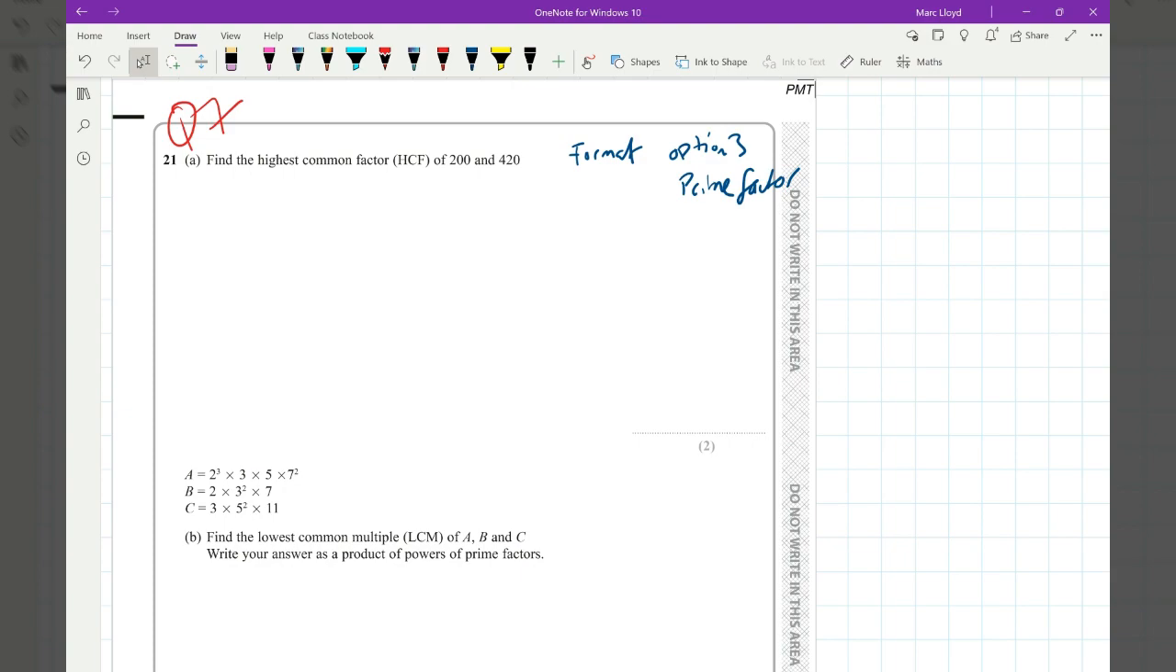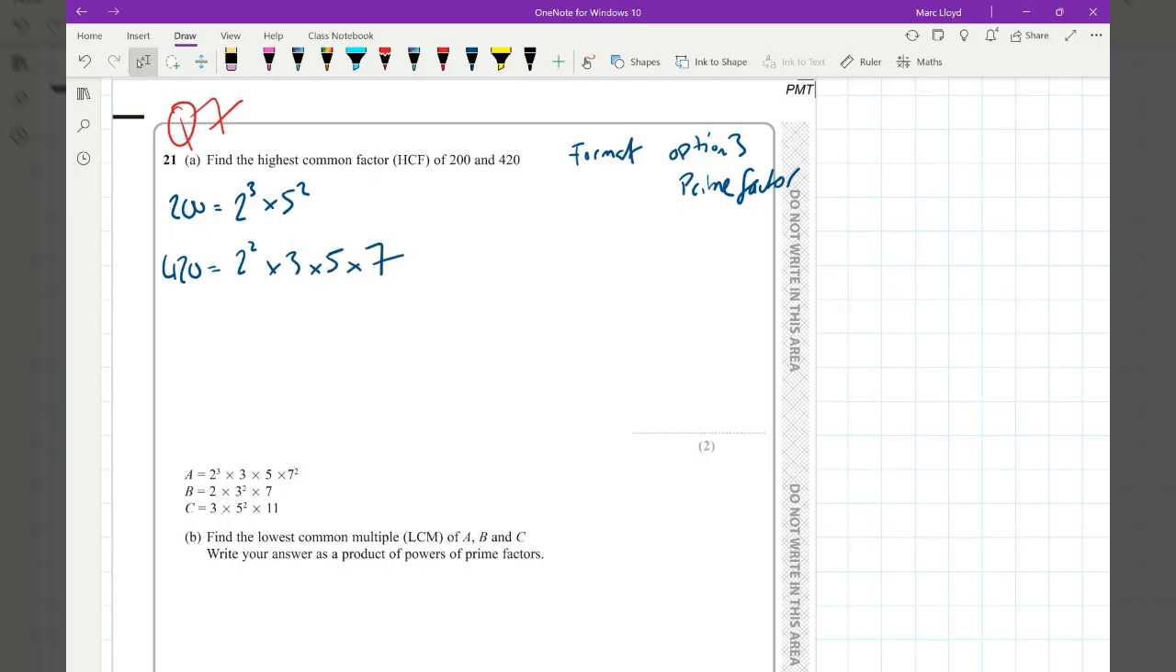And it's going to turn 200 into a product of its primes. So 2 cubed times by 5 squared is 200. And 420 can be done in the same way, prime factor. So we get 2 squared times 3 times 5 times 7.